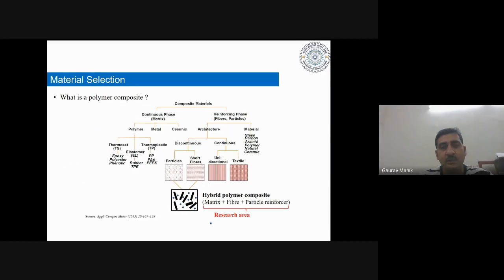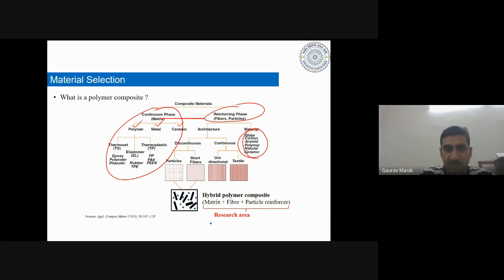Just a quick view of polymer composite. A polymer composite is nothing but there is a continuous phase, which could be a polymer, which could be a metal, which could be a ceramic, and there is a discontinuous phase, or also called a reinforcing phase, which could be glass fibers, carbon fibers, polymer natural fibers.